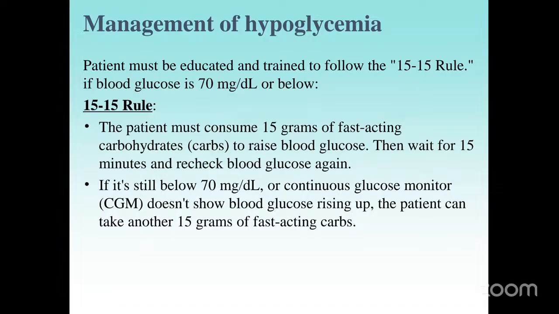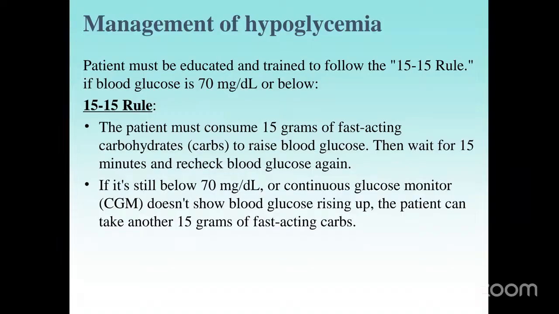Now we are going to discuss hypoglycemia. Hypoglycemia is one of the most important issues, especially in elderly patients, because we know that this group of patients is more prone to experience hypoglycemia. So the patient must be educated and trained to follow what is called the 15-15 rule if blood glucose is 70 milligram per deciliter or low, or if they are experiencing any signs or symptoms of hypoglycemia.